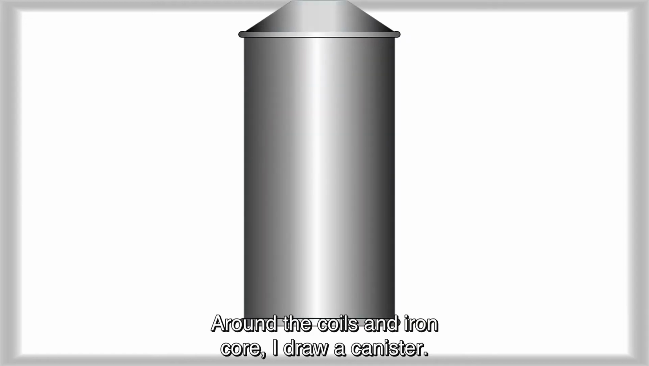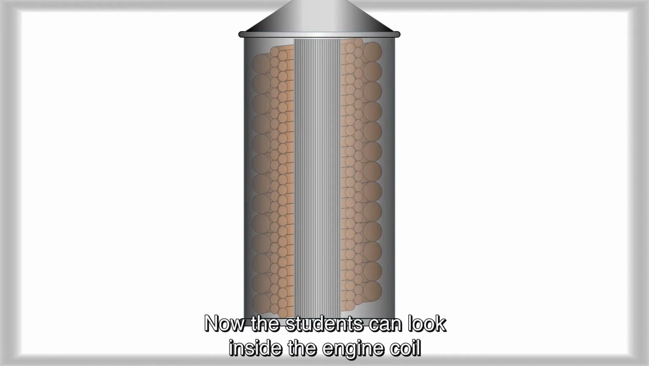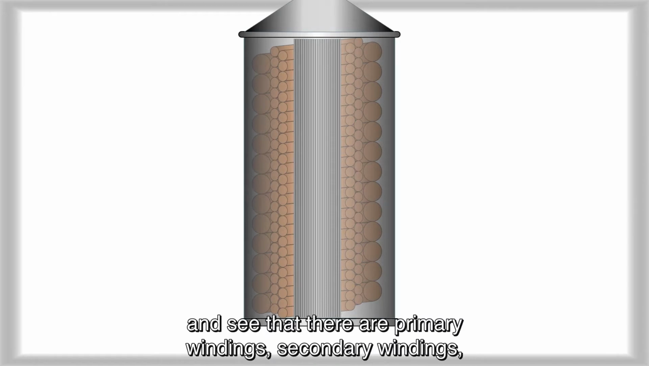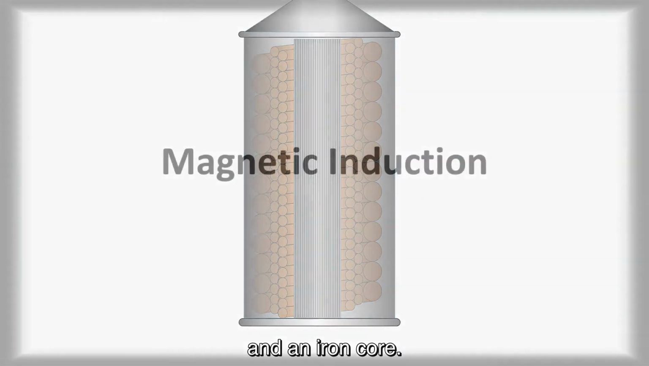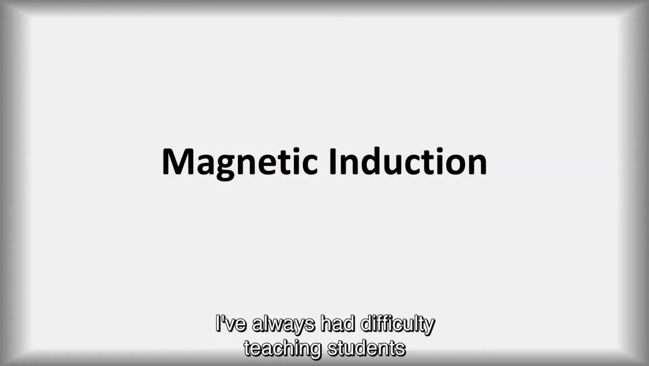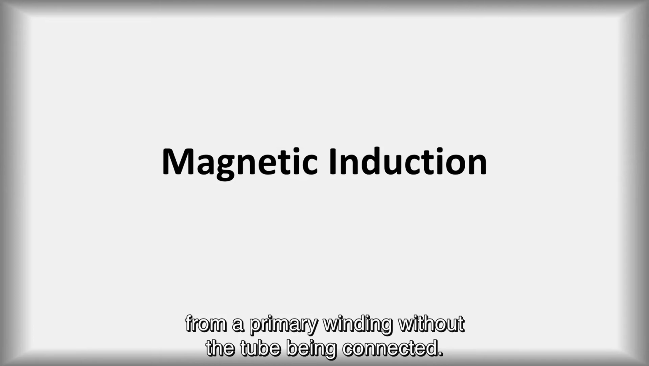Around the coils and iron core, I draw a canister. And I make this canister a bit transparent. Now the students can look inside the engine coil and see that there are primary windings, secondary windings, and an iron core. I've always had difficulty teaching students how electricity can be created in a secondary winding from a primary winding without the two being connected.